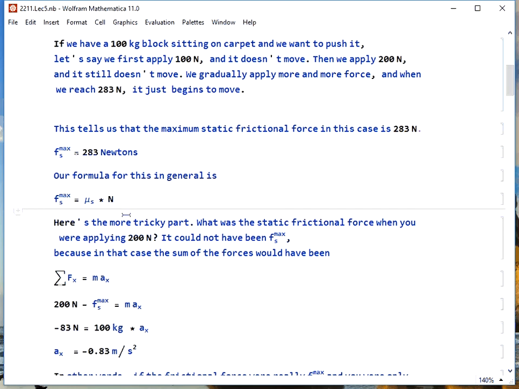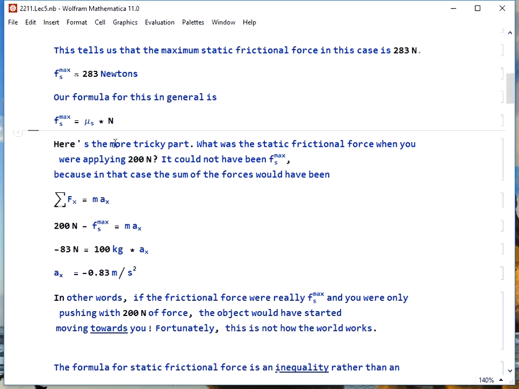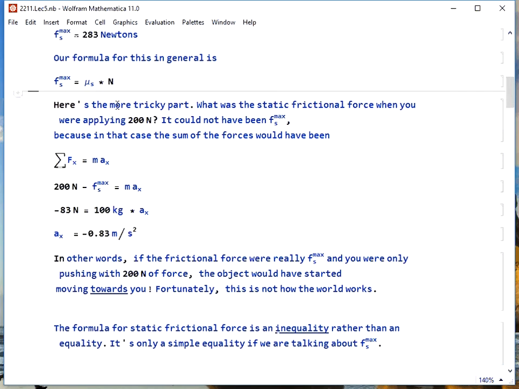Notice that mu s has to have no units, since n is a force, and this frictional force is also a force. Here's the part that's a little bit crazy and starts to confuse people. When you were applying 200 newtons, what was the static frictional force? People are very tempted to say 283 newtons, the maximum. But if that had been the case, notice that when you do the math, you find that the object would have started chasing you. You push it, and if you're not strong enough to move it to the right, it starts moving to the left. And that doesn't match with reality.